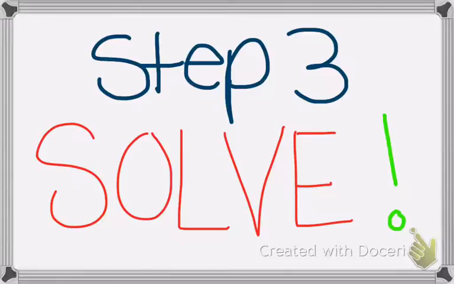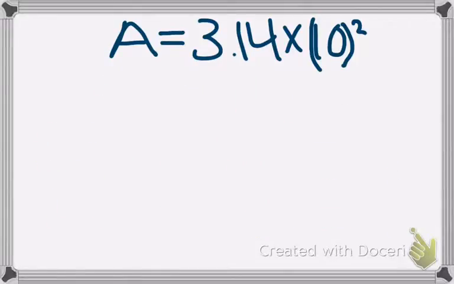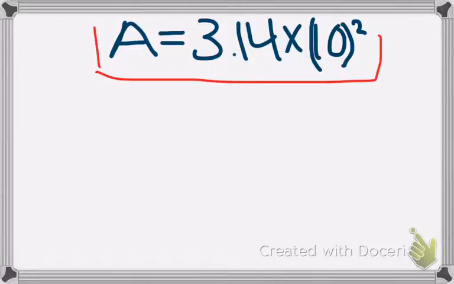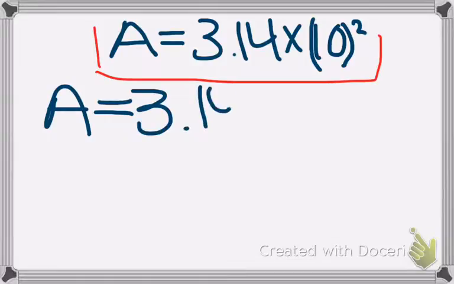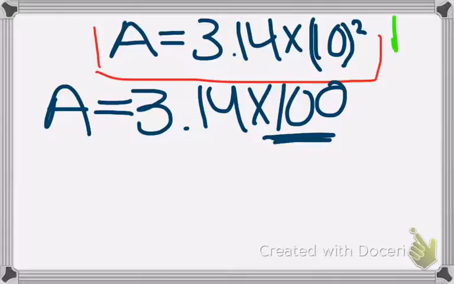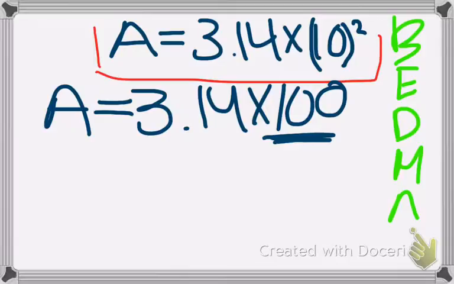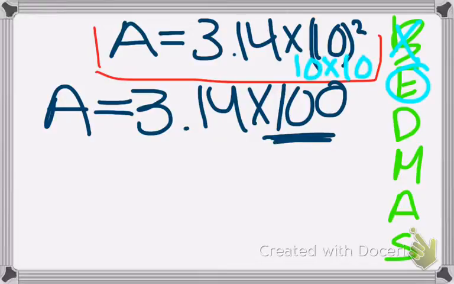Step 3 is to solve. So, this is already our formula, already substituted. So then it would be A for area equals pi times 100. If you're wondering where the 100 is from, according to BEDMAS, brackets, exponents, division, multiplication, addition and subtraction, cross out division, and exponent comes next. So it'd be 10 times 10 equals 100.